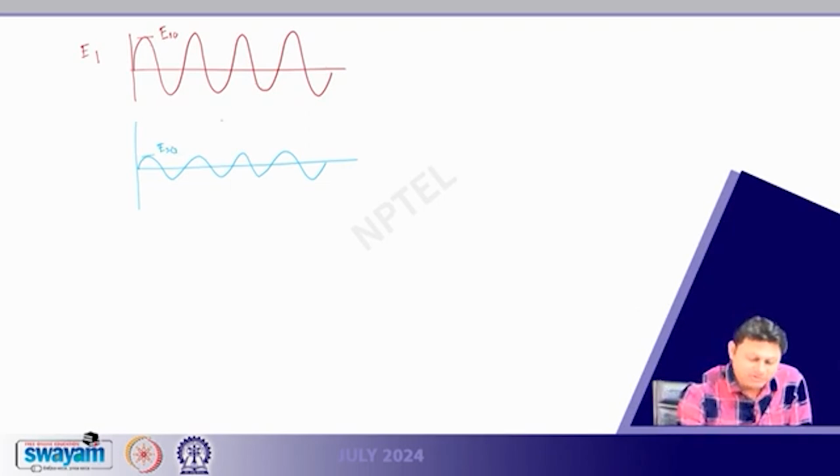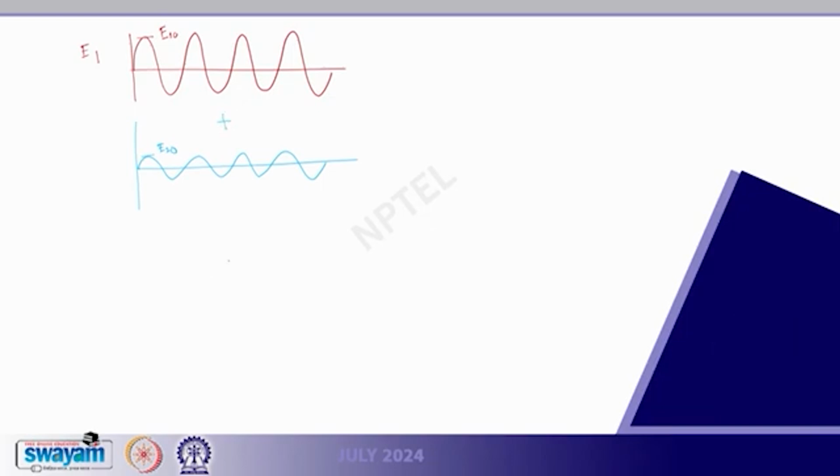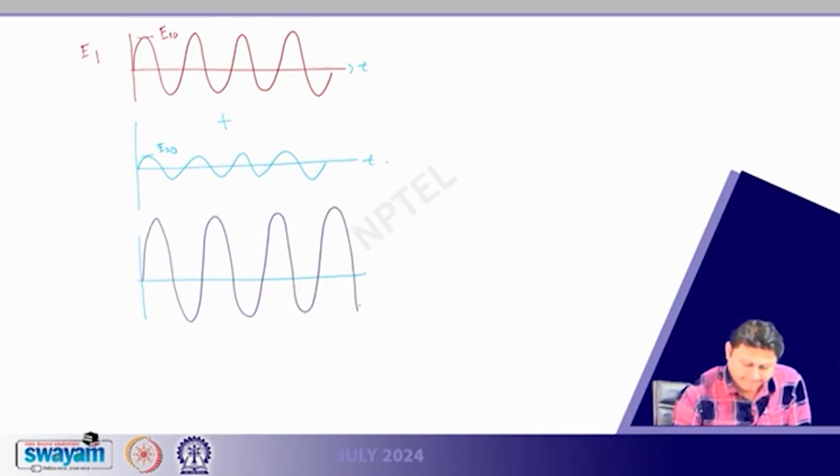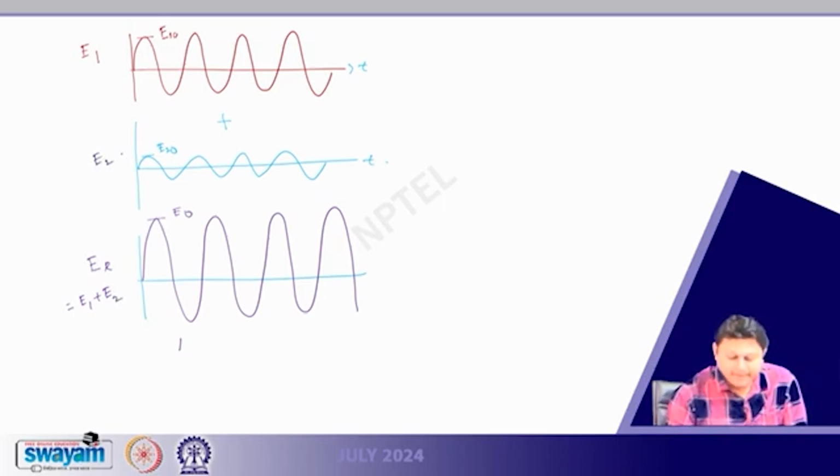and this is my E20. And if I add these two, if these two are in phase over the time I am propagating, then I'm going to get a resultant wave something like this. In this case, the resultant is E0, so this is my ER, which is E1 plus E2. My resultant amplitude here is E10 plus E20 square of that, when delta is 0.